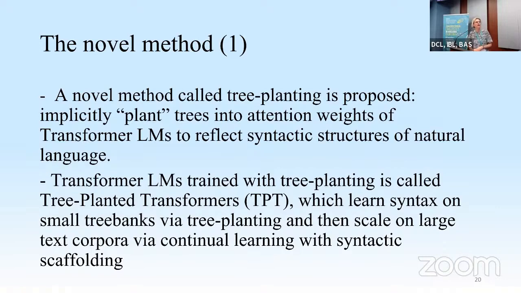And the good thing is that this model can learn from small treebanks. For example, our treebank is small, like 200,000 tokens and 15,000 trees. But nowadays, you should have like minimum million trees to work with. But it's good that you can learn on small treebanks through this tree planting method and then apply it on a corpus and scale it up.